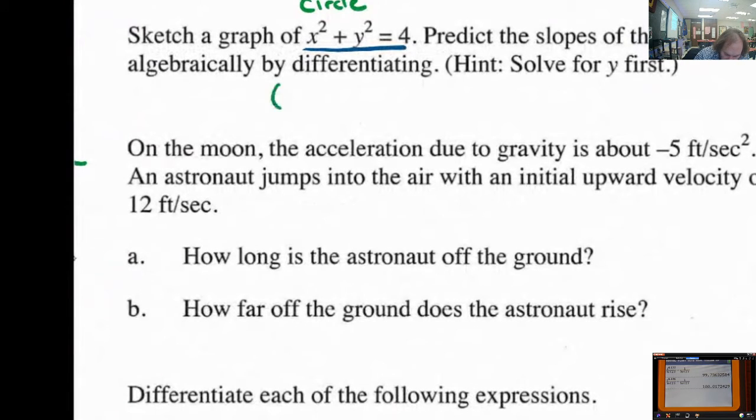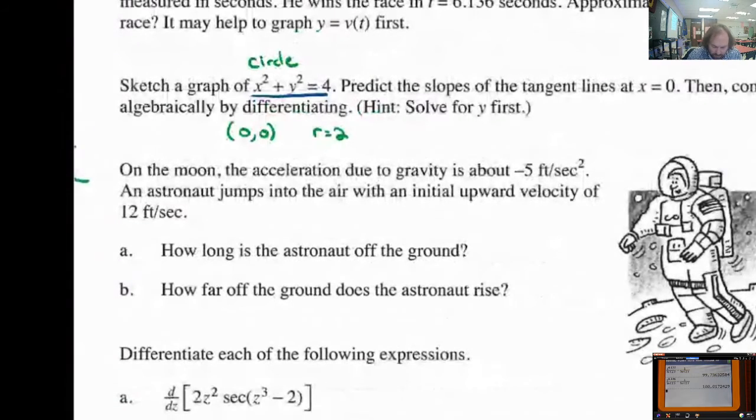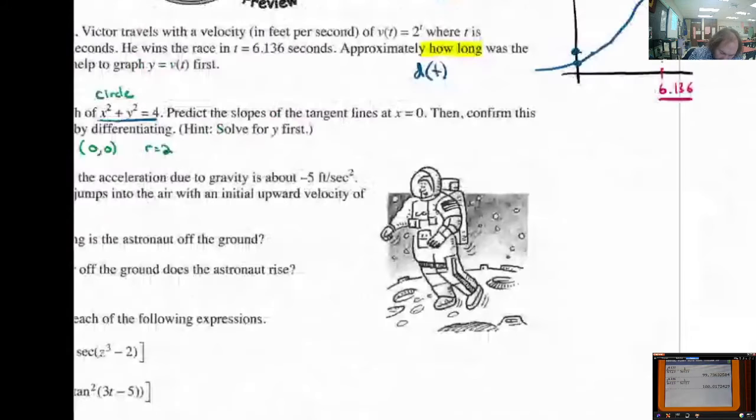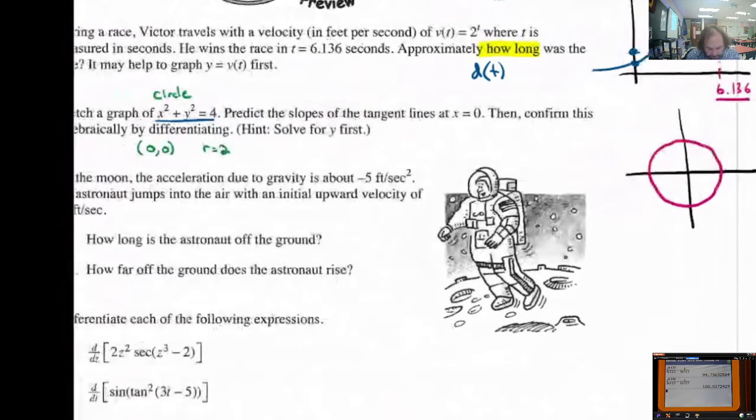It's a circle whose center is (0, 0), and it has a radius of 2. There's a formula that you may or may not have ever seen at any point in your life for the formula for a circle, but that's what that is. It's a circle, and classically a circle is not a function, which is why you'll see both x and y being used in the equation. It fails the vertical line test.